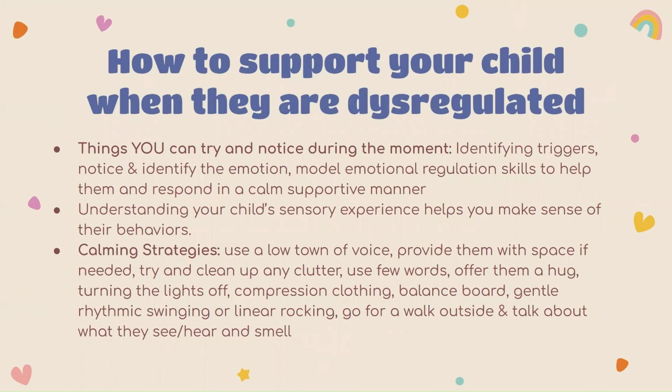Things you can try and notice during the moment when your child is showing signs of distress are identifying the triggers, notice and identify the emotion, model emotional regulation skills to help them and respond in a calm, supportive manner. Understanding your child's sensory experience helps you to make sense of their behavior. Remember, every person has a nervous system, and each nervous system works a little differently. Before making assumptions about emotions and behaviors, it is helpful to get information about what sensory experiences may or may not be contributing to your child's emotions and behaviors.